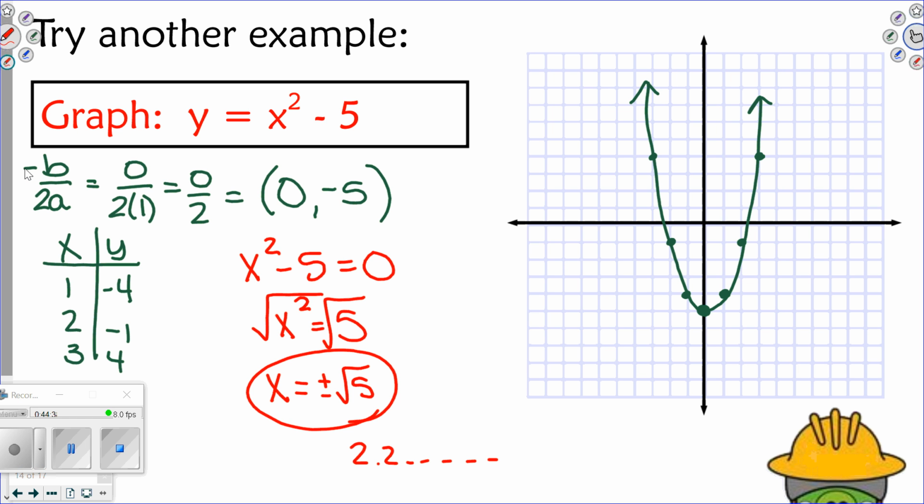Look at your graph. Is it one on the plus side and one on the negative side? Yeah.